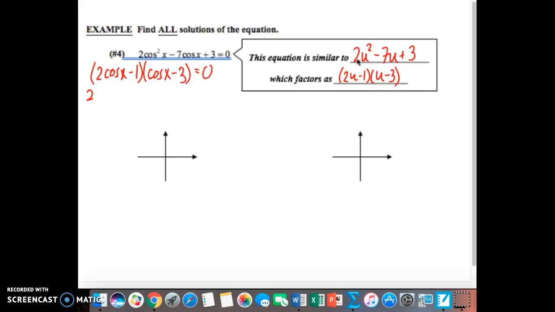And we have two equations. We have 2 cosine of x minus 1 equals 0, and we have cosine of x minus 3 equals 0. So now just solving for cosine of x, we have to add 1 and divide by 2, so cosine of x equals 1/2. And on the other equation, we just need to add 3, so cosine of x equals 3.